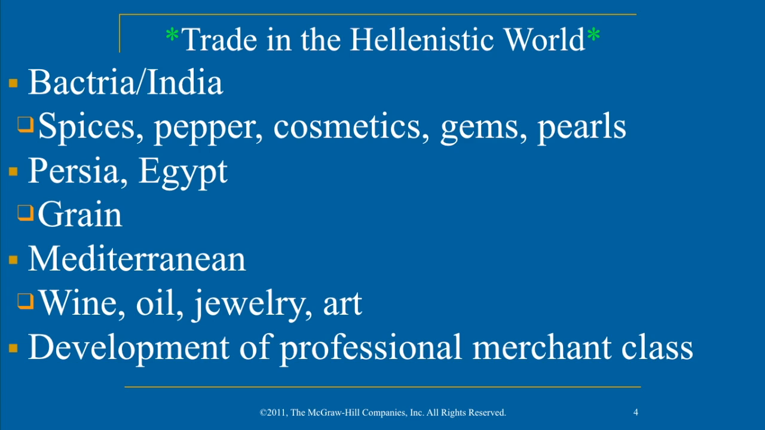Next, we have trade in the Hellenistic world. I want you to put a star by this because this goes back to our first slide that talked about columns. We're going to talk about Bactria in India. They become known for having spices, specifically pepper, like the ground black pepper. Cosmetics, gems, pearls. This just becomes associated with India during this time.